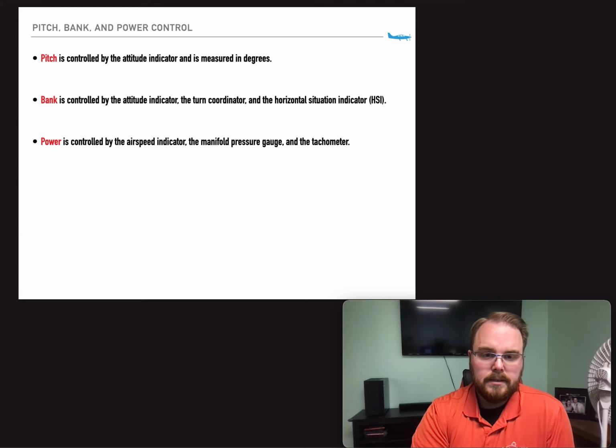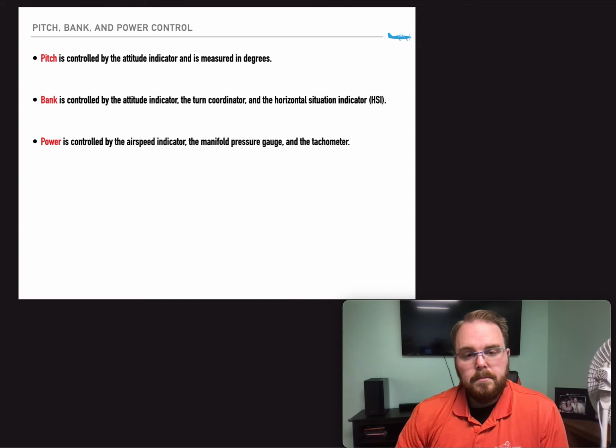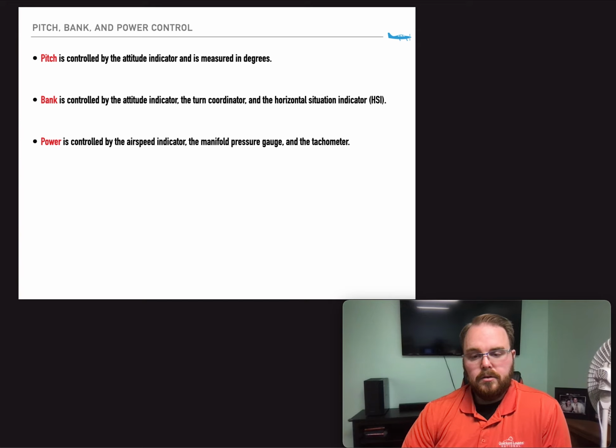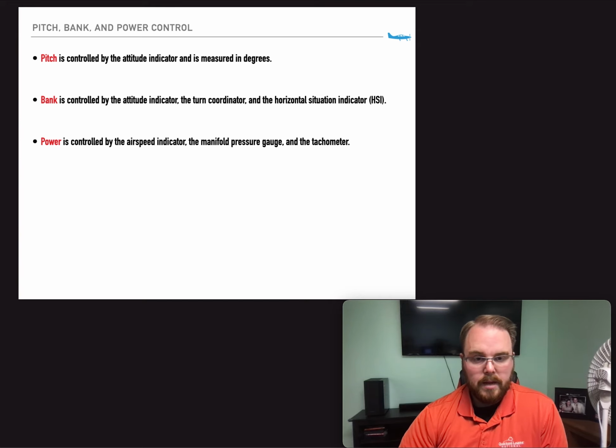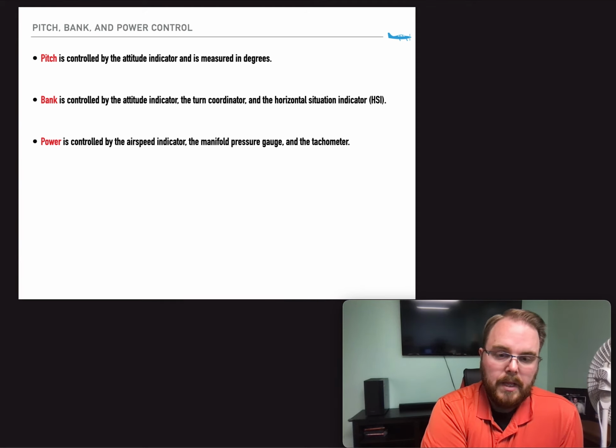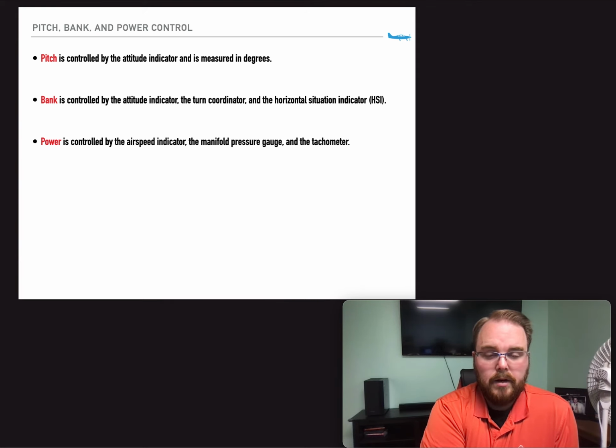So pitch, as I said earlier, is controlled by the attitude indicator and is measured in degrees. So we can pitch up 2.5 degrees, 5 degrees, 10 degrees, 20 degrees, so on and so forth, obviously, until we reach our critical angle of attack. But we could pitch up, and the attitude indicator is going to give us a reading on how far we are pitched up. Bank is controlled by the attitude indicator and the turn coordinator and the HSI.